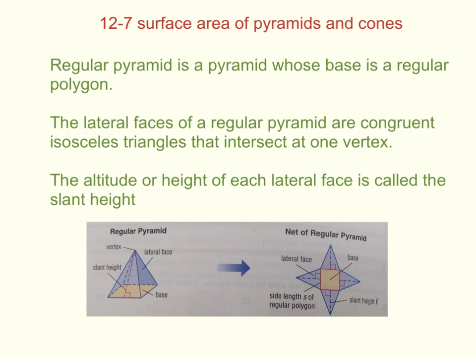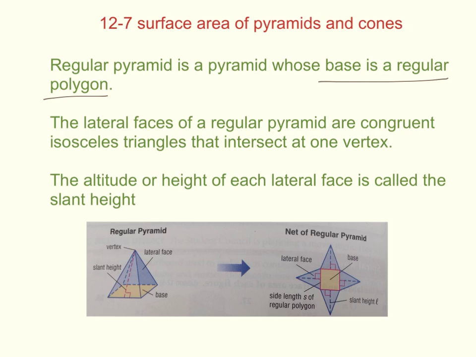Lesson 12-7, surface area of pyramids and cones. So we're first going to define and identify what a regular pyramid is and a cone. A pyramid, or a regular pyramid, is a pyramid whose base is a regular polygon. So it has to be a regular polygon.